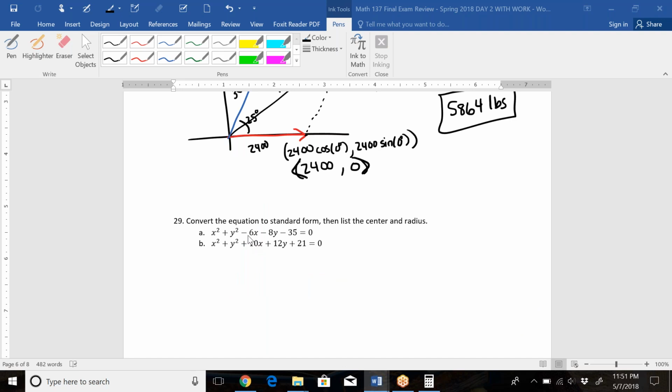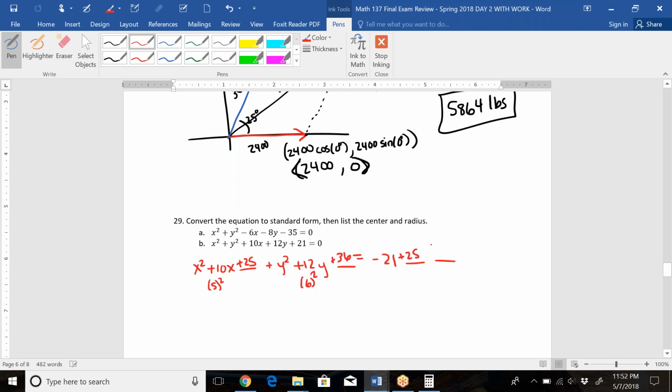Getting to the home stretch here, the home stretch of problems. So 29, I'm going to do B part. We're going to do completing the square to list the center and radius of a circle. So we have x squared plus 10x blank, get the x's together, plus y squared plus 12y blank equals negative 21 blank blank. So x's together, y's together, constant on the other side. We take half of the middle term and square it, so that's going to be plus 25. You need to balance that on both sides. Half of the middle term squared will be plus 36. Do that to both sides.